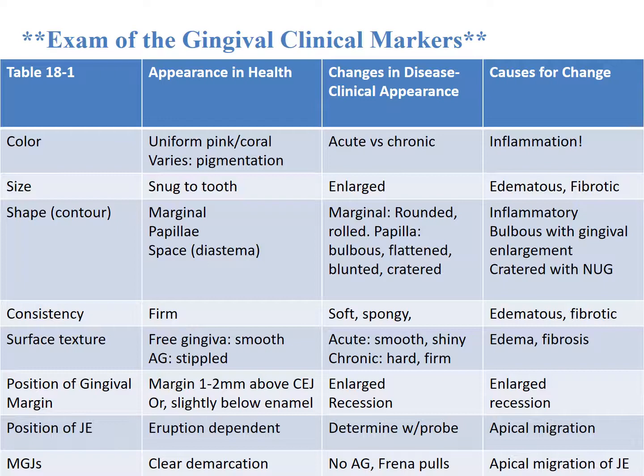Okay? Then the position of the gingiva at the margin. Is it enlarged or is it receded? And then the position of the junctional epithelium, that's going to be determined with the probe. Is there apical migration of the junctional epithelium? Okay, which is going to allow for recession or more of that clinical crown. And then MGJs, no attached gingiva, or if there's frenum pull. Okay, so lots of things to think about. Make sure you guys understand what these are going to look like, what health looks like, and what disease looks like.